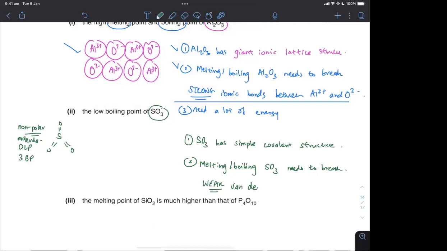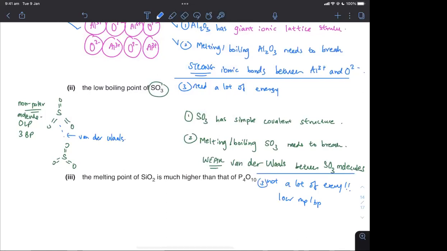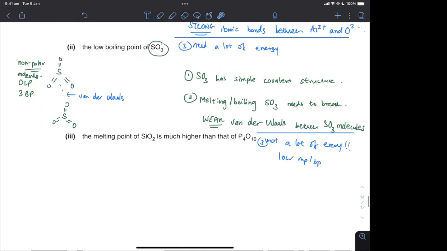Therefore, we are just breaking the weak van der Waals forces. Again, I use the correct adjective, weak versus strong here. This is between SO3 molecules, because intermolecular forces of attraction are not the covalent bond. So it's literally like, between this molecule and this molecule, there are van der Waals forces of attraction, intermolecular forces of attraction. Not a lot of energy is required. You don't need a lot of energy to do that. Therefore, low melting point and boiling point, something that even year 9 students would be able to tell you as the properties of a simple covalent molecule.